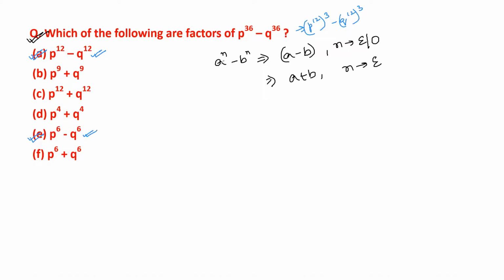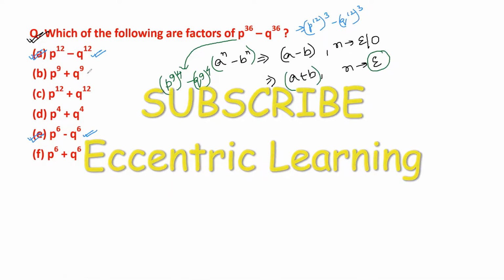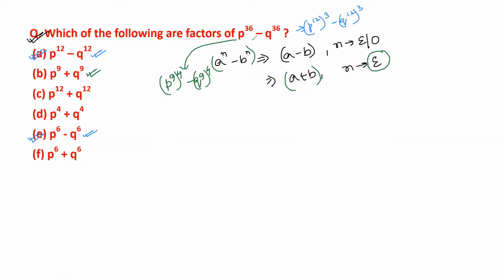Now we know a^n minus b^n will have a factor of a plus b only when the power is even. So p^9 plus q^9 will be one of the factors of p^36 minus q^36, as this can be written as (p^9)^4 minus (q^9)^4. So here we have an even power. So p^9 plus q^9 would be one of the factors for p^36 minus q^36.